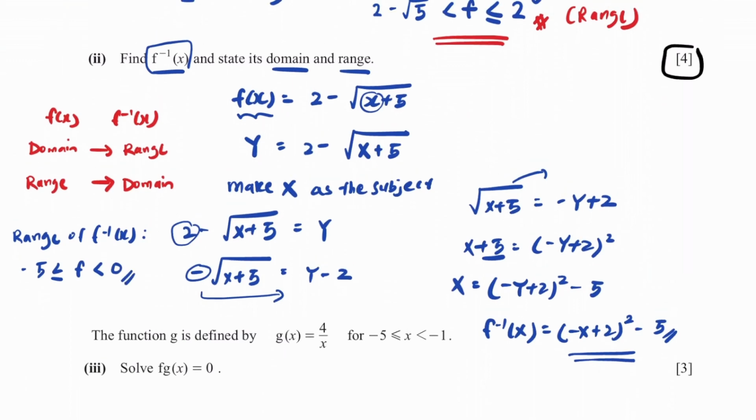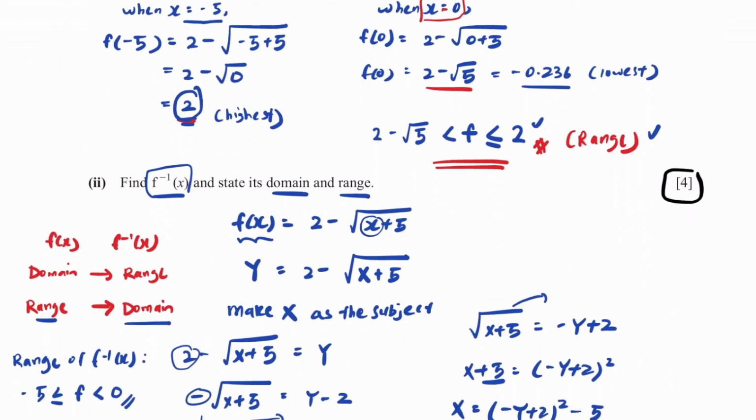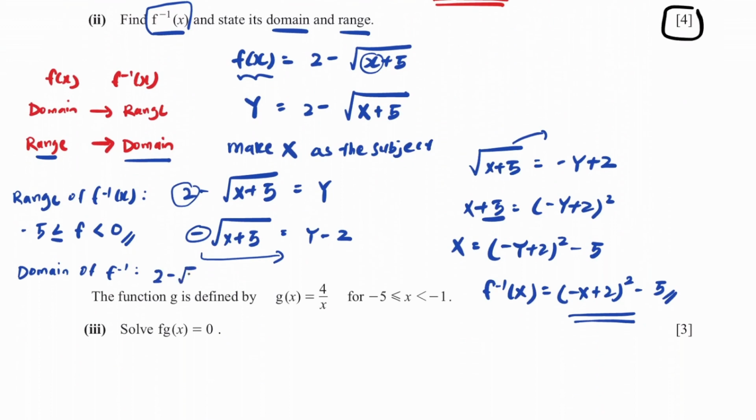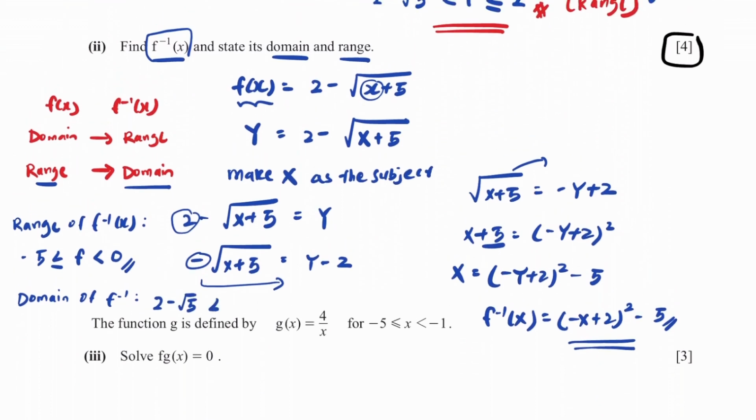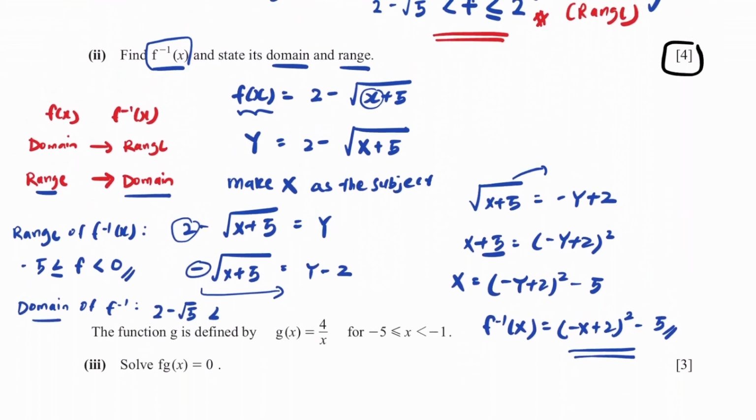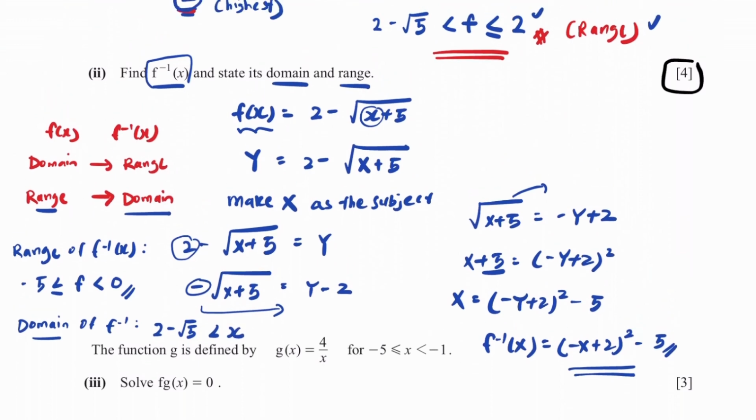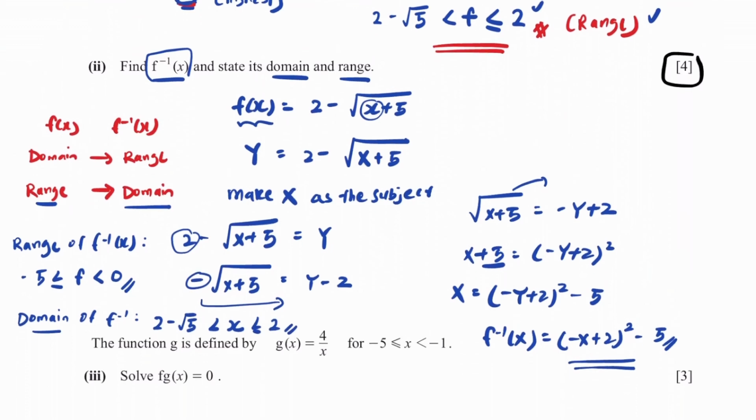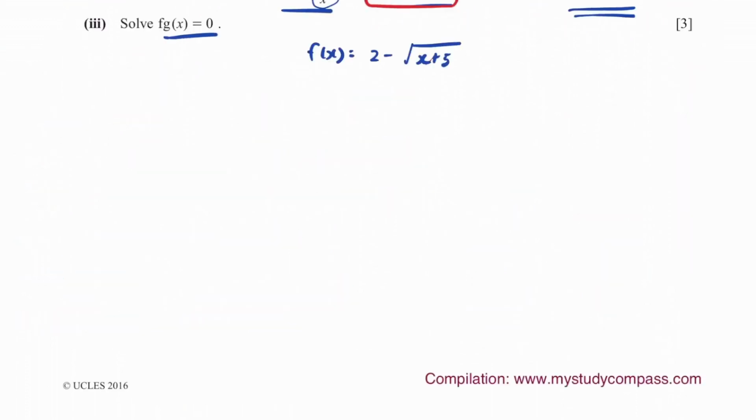And as for the domain, the domain would be the range of f. So the domain of f inverse should be this one: 2 minus root 5 less than x, set of x, which is less than or equal to 2. So this is how you can get 4 marks for these questions.